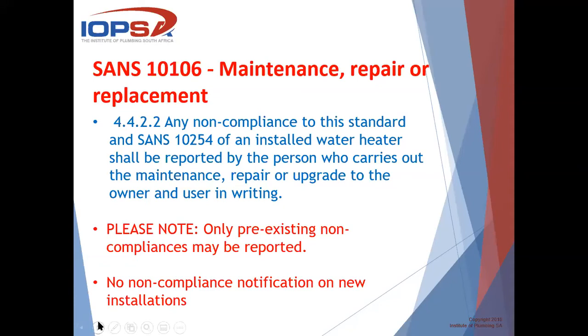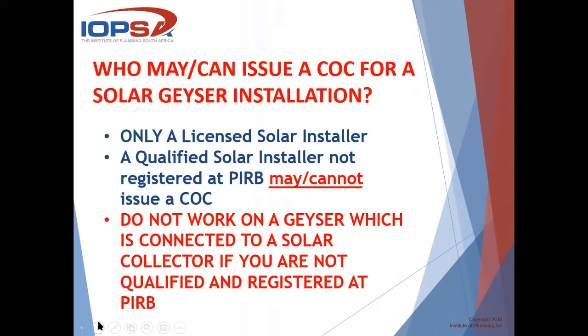Okay, so let's see. Who can issue a COC for a solar geyser installation? We need to be clear: it's only a licensed solar installer. A qualified solar installer that is not registered with PIRB may not and cannot issue a COC. If you're not registered at PIRB as a solar installer, you will not have access on the system when logging a COC for solar, and even heat pump, when we get to that one. The bottom line is that you will not be able to issue the COC.